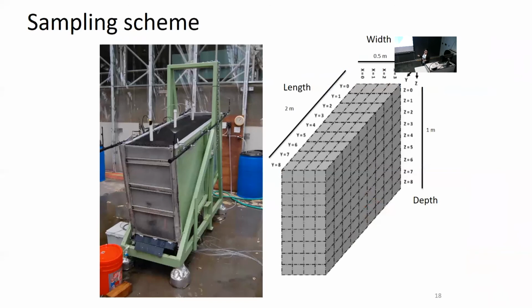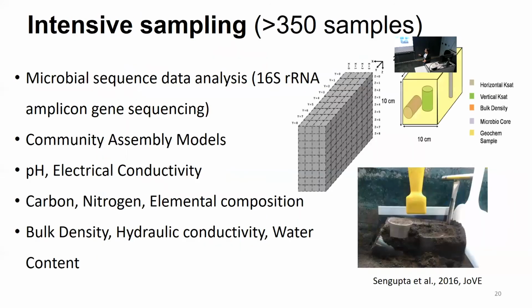This was a very intensive sampling procedure. We basically broke down mini Leo into these voxels, like cubes, and we took one voxel from the surface, the next one, the next, and next, and next, 10 in a row. There were 4 rows. We had 40 samples from the surface, and then again 10 centimeters below 40 samples, then the next 40, and next 40, and so on. So we ended up with more than 350 samples. And from each voxel that you see, which is about this size, we collected a microbial core, a bulk density core, and then hydraulic conductivity cores.